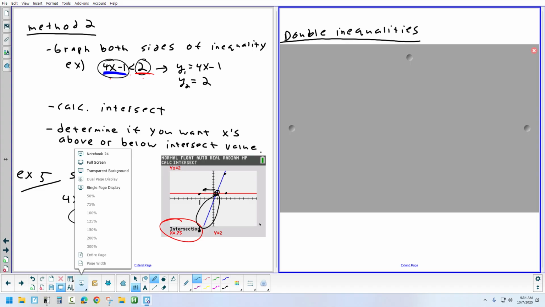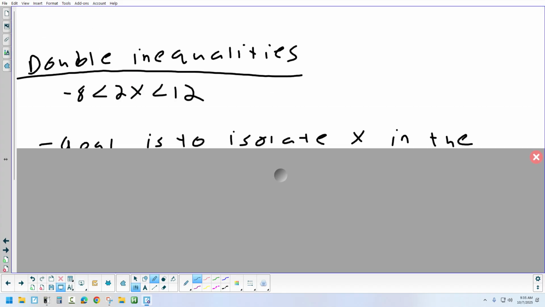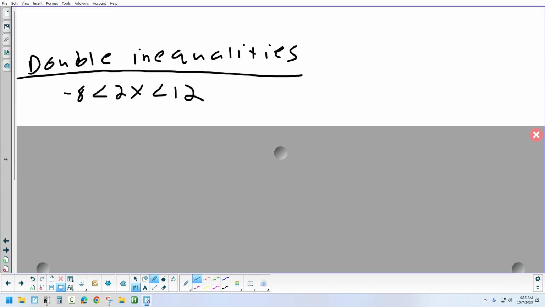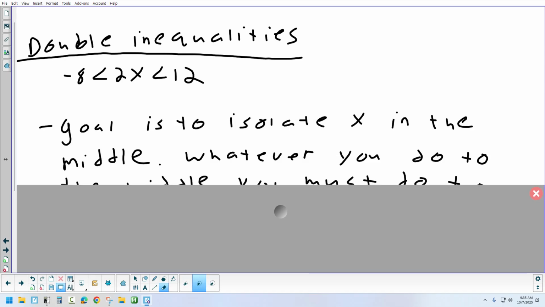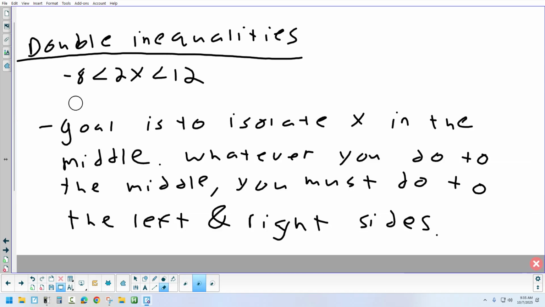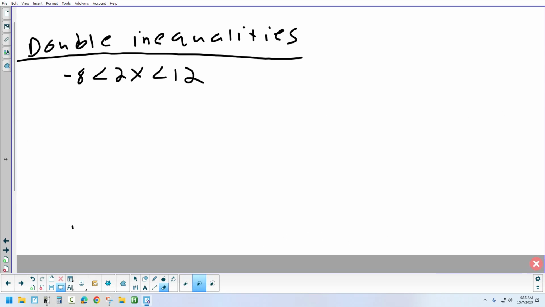Okay. So we've already kind of looked at double inequalities a little bit. That's where you have an x in the middle, and then something on the left and something on the right. And the easiest way to solve this problem is to split it back up into 2.